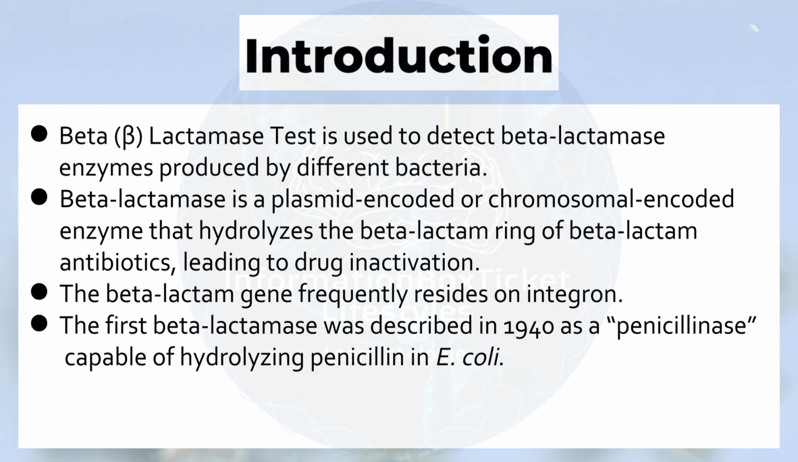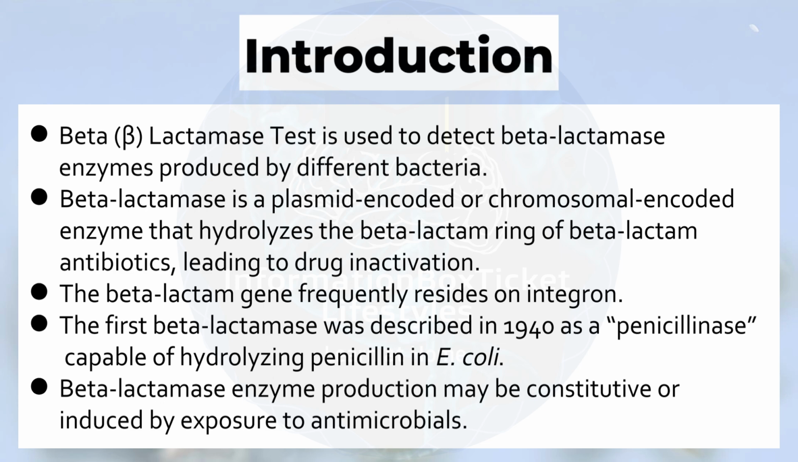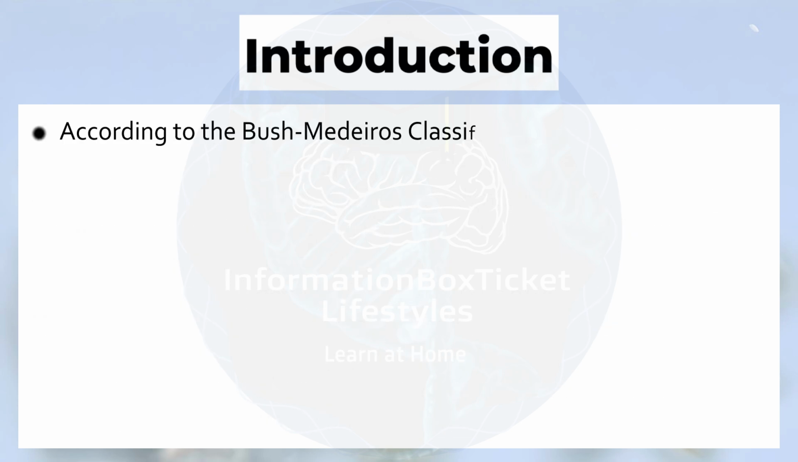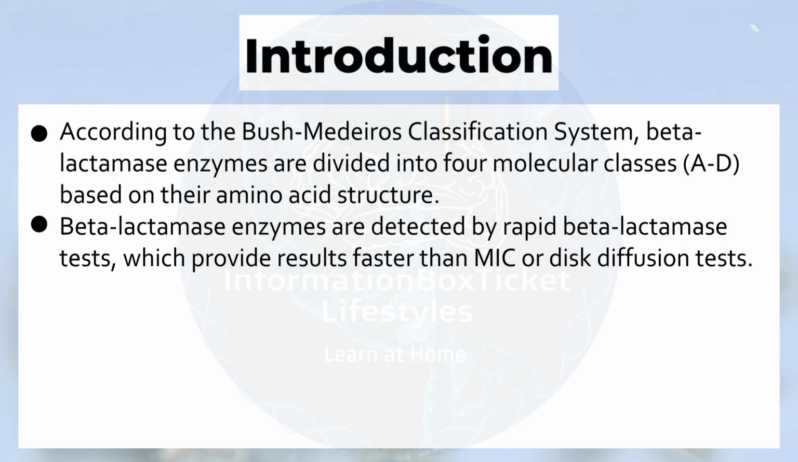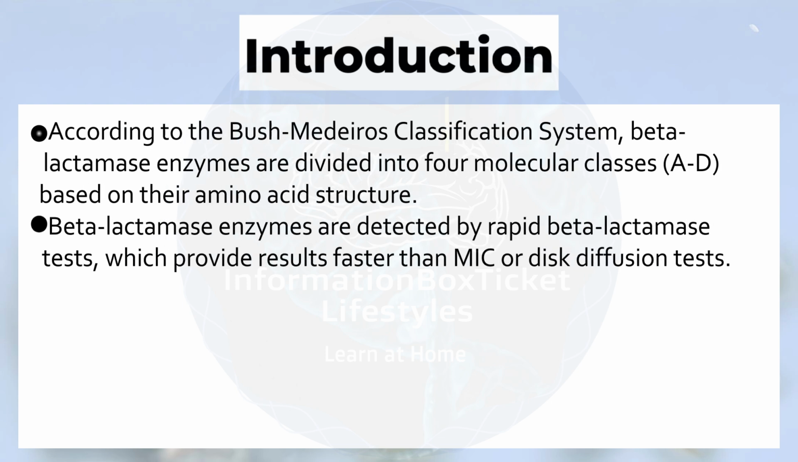The first beta-lactamase was described in 1940 as a penicillinase, capable of hydrolyzing penicillin in E. coli. Beta-lactamase enzyme production may be constitutive or induced by exposure to antimicrobials. According to the Bush-Medeiros classification system, beta-lactamase enzymes are divided into 4 molecular classes, A to D, based on their amino acid structure. Beta-lactamase enzymes are detected by rapid beta-lactamase tests, which provide results faster than MIC or disk diffusion tests.